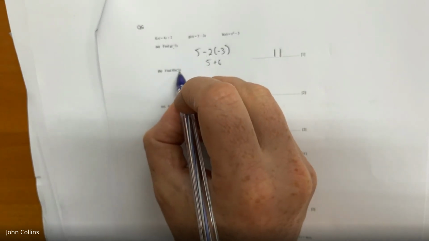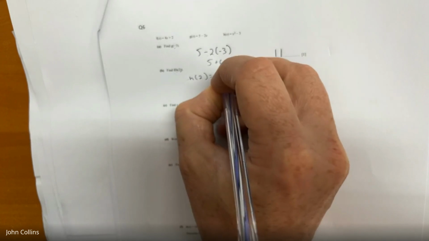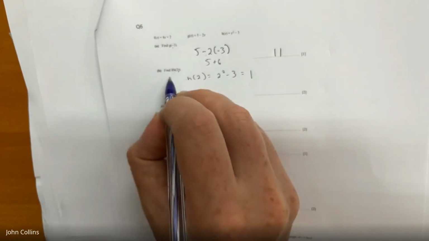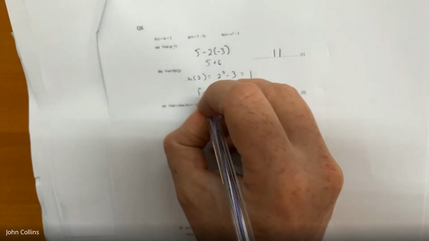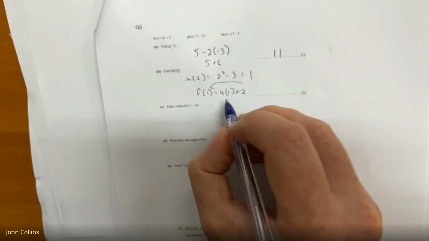Get h of 2. So what's h of 2? h with 2 in it is 2 squared minus 3, which is 1. And then sub that answer into f. So 1 needs to go into f. So f with 1 in it is 4 times 1 plus 2, which is 6.